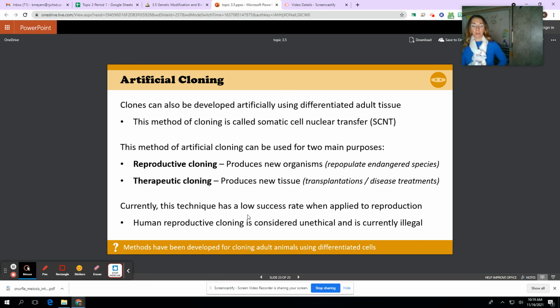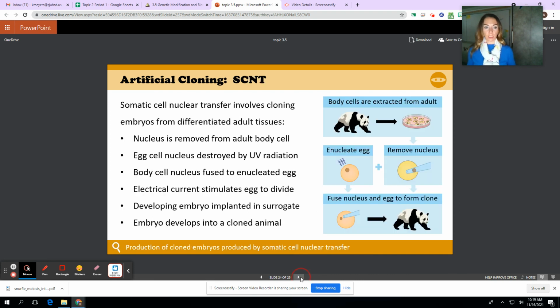Currently, this technique, for a couple different reasons, has a low success rate when applied to reproduction. So talking about humans, human reproductive cloning is considered unethical and is currently illegal. So we do not see any of the complete reproductive cloning in humans, but we do see the therapeutic cloning used for treating diseases, transplants, and things like that.